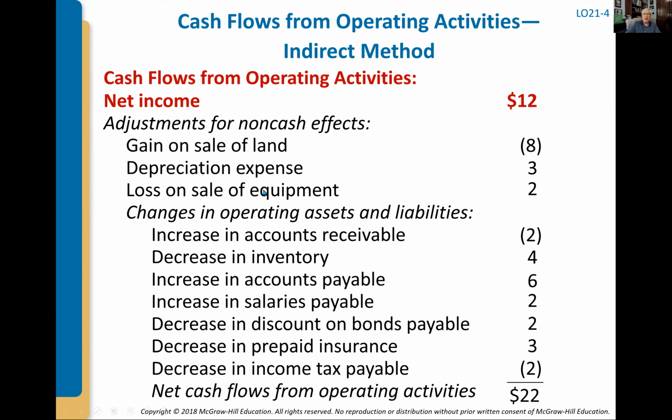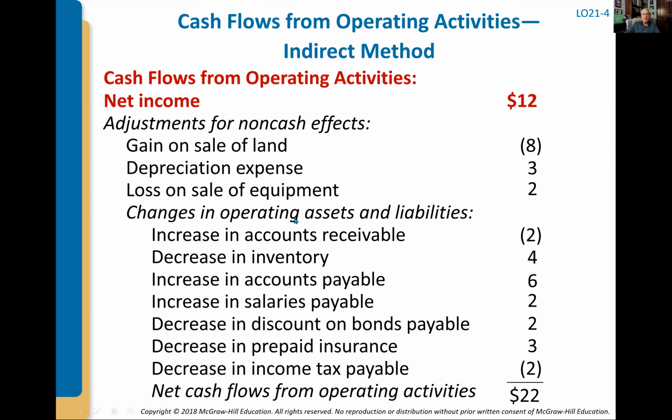Well, here I talked about a loss. Here's a loss that reduced that down to 12, and we add that back. So gains are subtracted, losses are added back, and then non-cash expenses are added back. Bad debt expense would be another one because we are debiting bad debt expense, crediting the allowance for doubtful accounts. That's a non-cash expense. We will add that back.